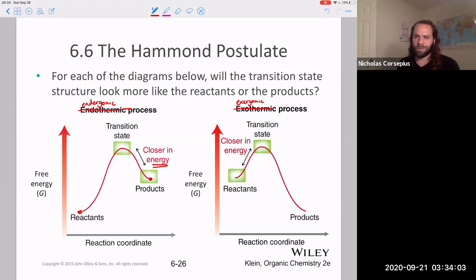Again, this is something that, since we're not talking necessarily concretely about chemical reactions yet, won't be a big deal, but when we start talking about specific reactions and we're curious about what that transition state looks like, we're going to use Hammond's postulate to try to illustrate what that transition state is.